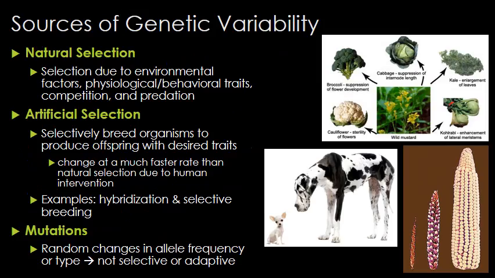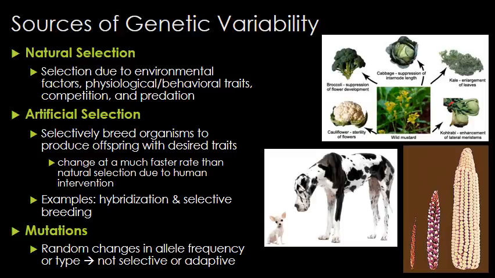There are many sources of genetic variability, and variation is the key to evolution, because if there's not variation, species cannot be selected for, species cannot evolve. Natural selection is probably the most obvious, where you have some sort of selective pressure based off of some sort of trait, and the most favorable phenotype will survive and reproduce.